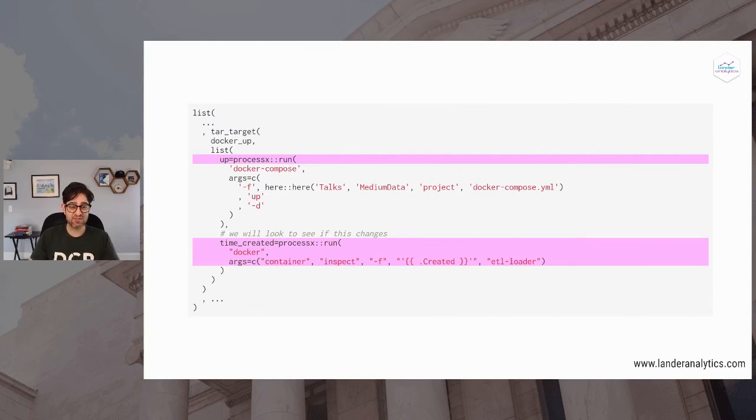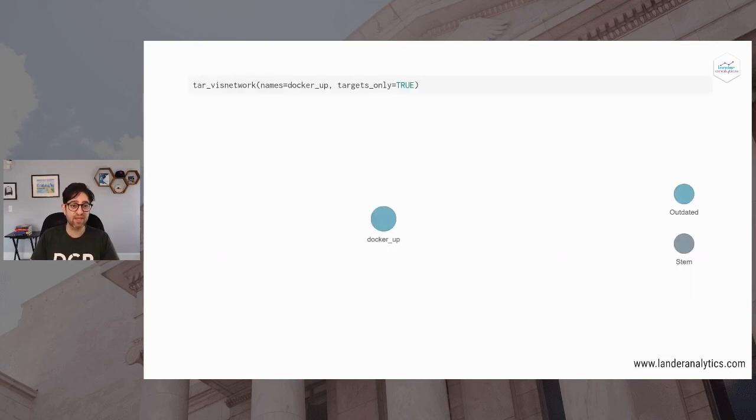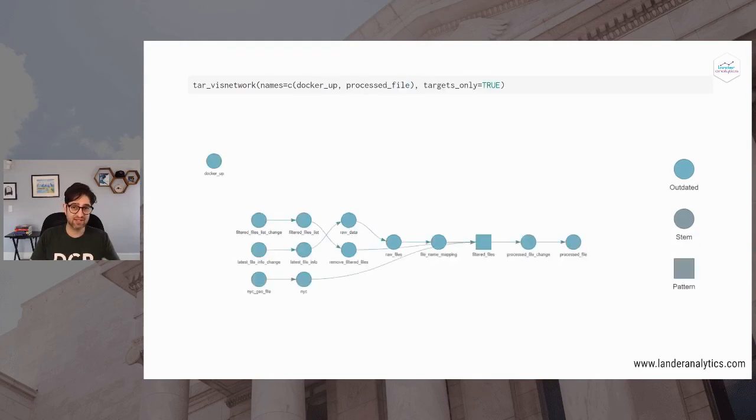The first step calls Docker compose, like we saw earlier. This spins up the Docker container. But since calling Docker compose on a container that's already running gives a different message than on a new container, I also check when this container was created, and I will use that later to let us know if we should run other steps. This Docker up step is one step by itself, disconnected from the rest of the DAG.